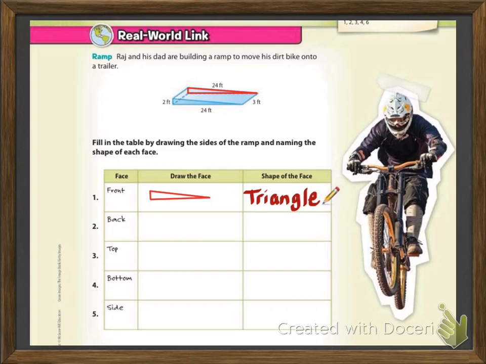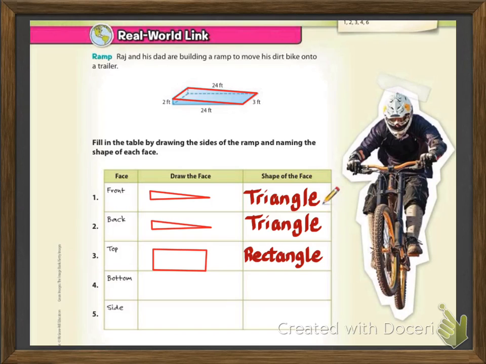Now we're going to talk about the back part. Well, the back is in the shape of a triangle as well, and it happens to be the same exact size and shape as that front one that we just got done drawing. Now we're going to talk about the top part of this ramp. The top part of the ramp is in the shape of a rectangle, so we're going to go ahead and draw that rectangle and label it.